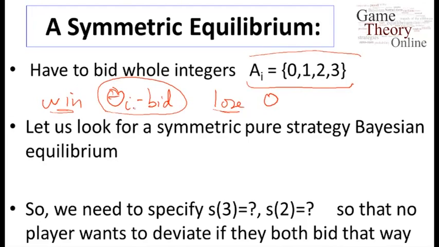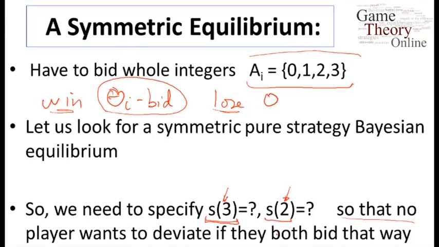Okay. So this is a fully symmetric world. So let's keep our lives simple and look for a symmetric equilibrium, and we'll look for one in pure strategies. In a symmetric equilibrium, we need to specify what each player would do if they had a value of 3 and what they would do if they had a value of 2, so that no player would choose to change their bid if they were both bidding that way. So they're both happy maximizing their expected payoff, given these bids.